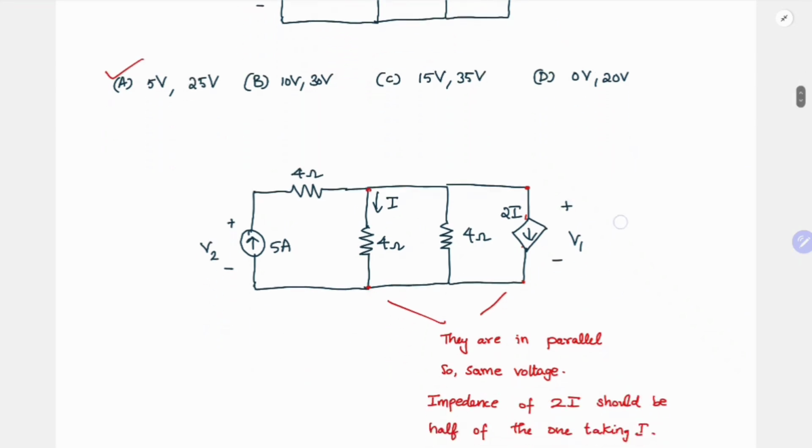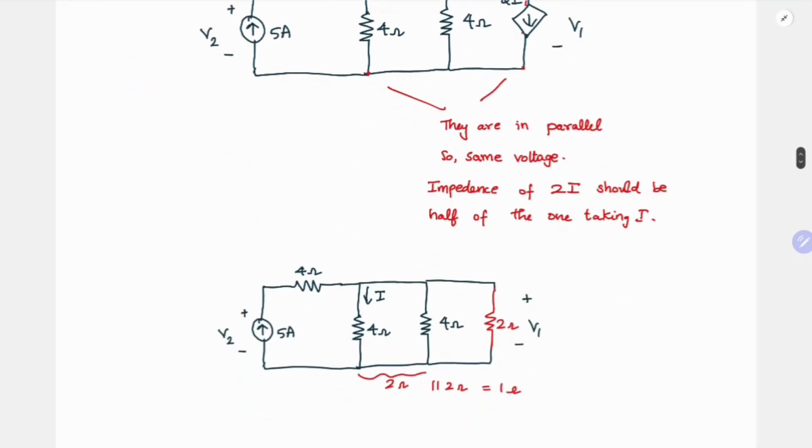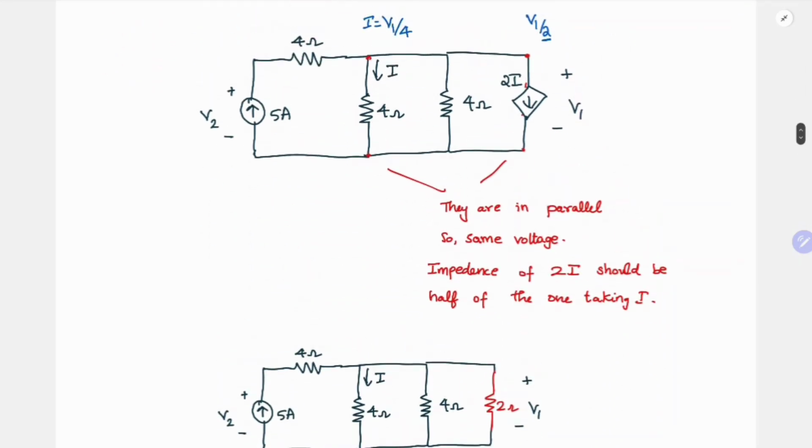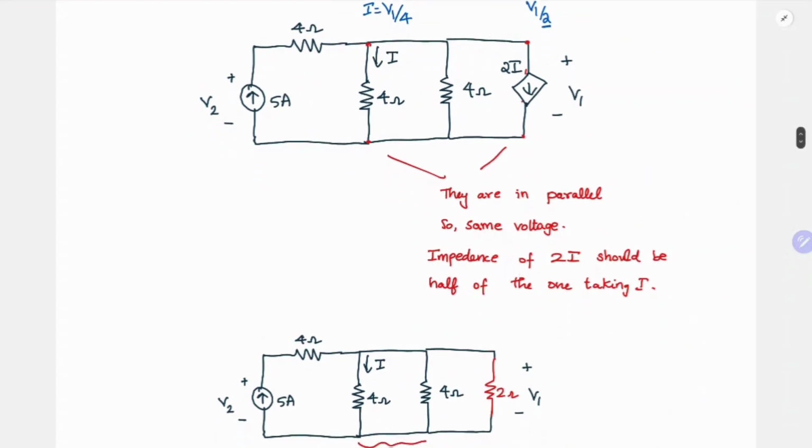And another thing, if you couldn't identify this pattern, what will you do? You will find I. I is nothing but V1 by 4. So what is 2I then? It is V1 by 2. So effectively you are coming back to the 2 ohm resistance only. So irrespective of whether you keep it or try to change it, nothing is going to change. It only simplifies your intuitive thinking and helps you quickly arrive at the answer. Okay.